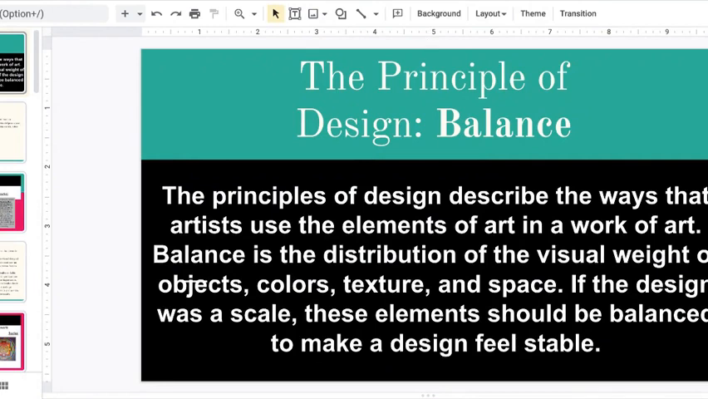Okay, the principle of design, balance. The principles of design describe the ways that artists use elements of art in a work of art. Balance is the distribution of the visual weight of objects, colors, textures, space. If the design was a scale, these elements should be balanced to make the design feel stable.